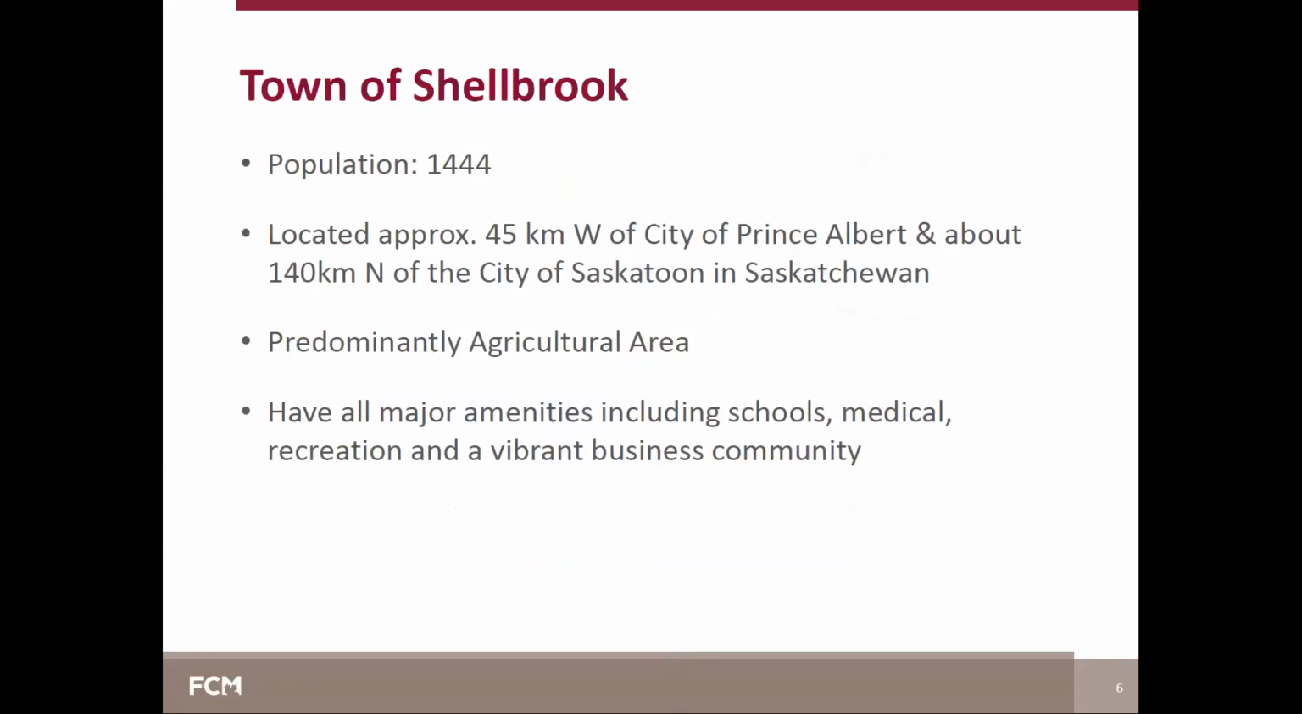We're located about 45 kilometers west of the city of Prince Albert and about 140 kilometers north of the city of Saskatoon. We're predominantly an agricultural area, and we do have all major amenities in our community, including schools, medical, including hospital and dental, recreational, and quite a vibrant business community. Next, please, Sarah.